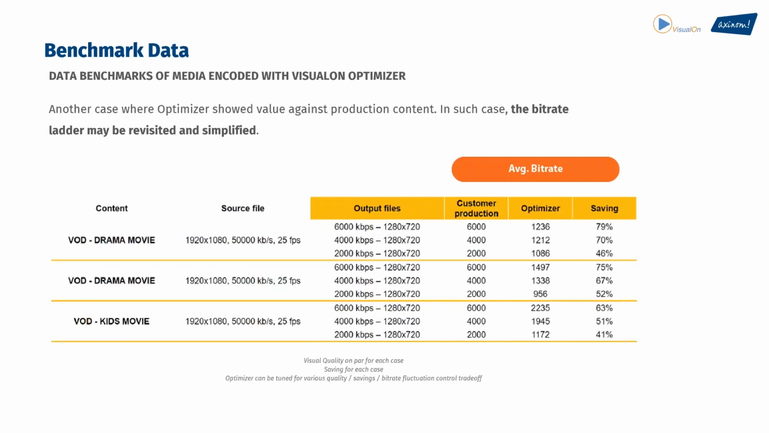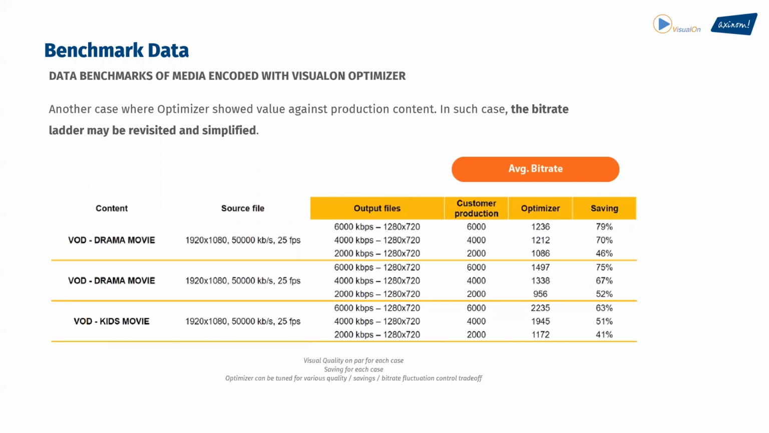In this last case, Optimizer was challenged against output files from a private encoder workflow with 3 different movies. Again, we can see here some pretty interesting savings, but as well in that case, there is a chance to simplify the bitrate ladder. As you can see, this customer has 3 rungs in the ladder for the 720p resolution, 2, 4, and 6 megabits per second. Optimizer can match the visual quality of the 6 megabit per second variant by using similar or less bitrates in average than the 2 megabit per second variant.